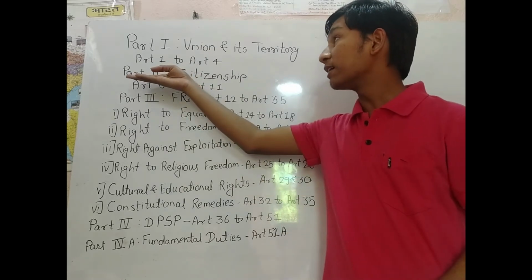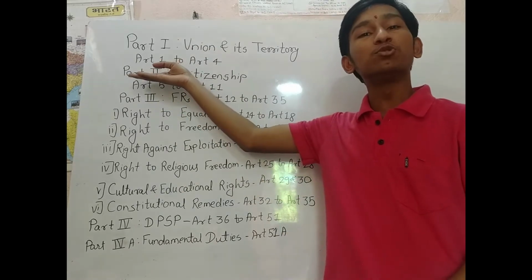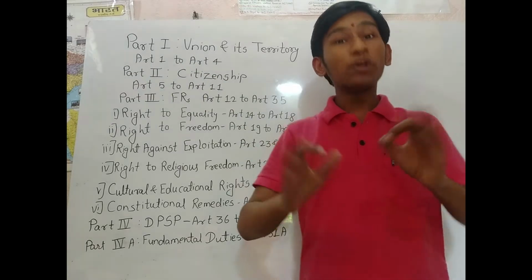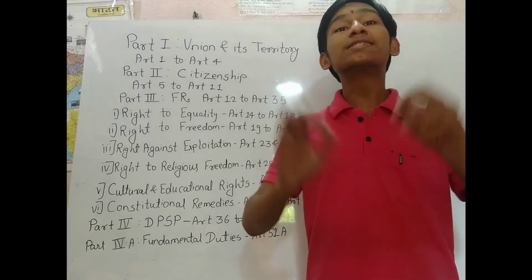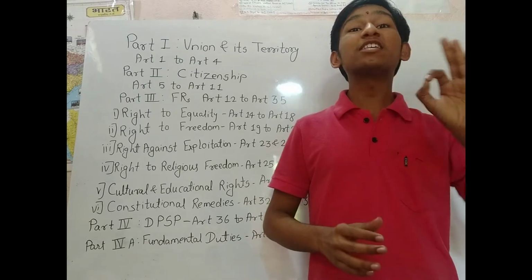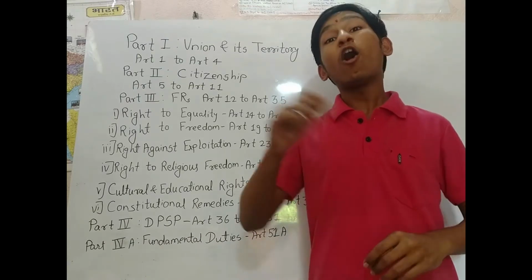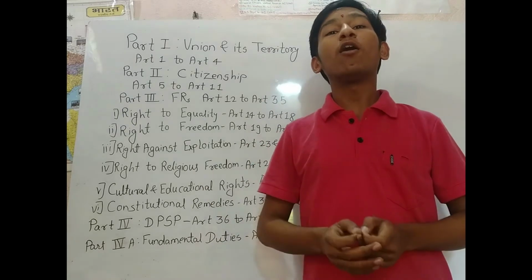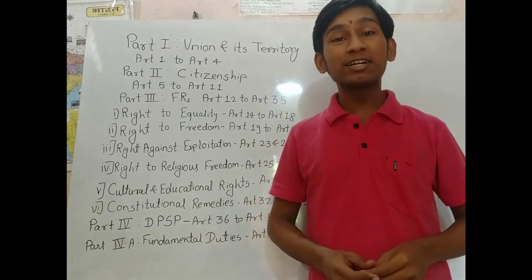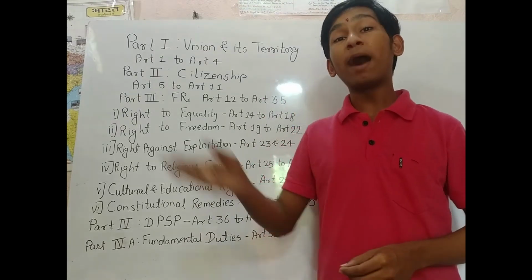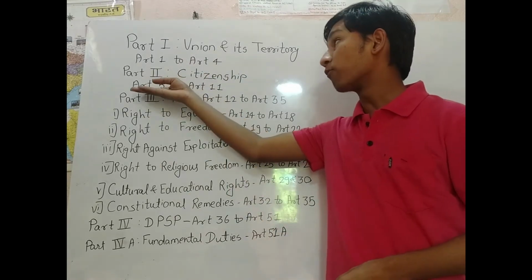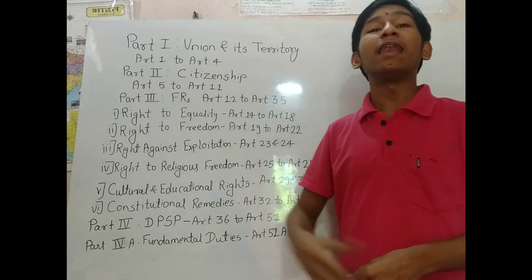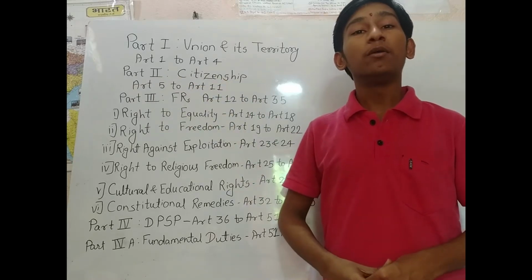Next, it is part 2 of the Indian Constitution, citizenship. Which person should be given the citizenship of India? Who is the citizen of India? Should NRIs be given the citizenship of India or not? And all this type of questions are discussed and mentioned in the second part of the Indian Constitution, which lies from Article 5 to Article 11 of the Indian Constitution.